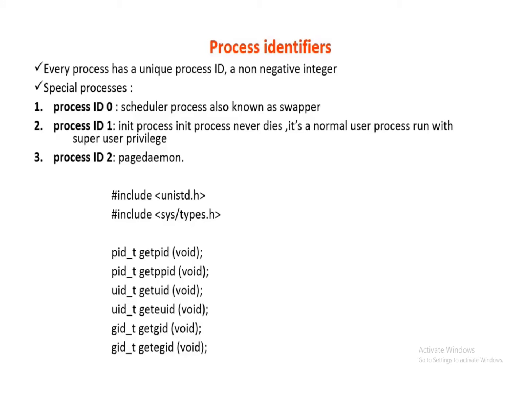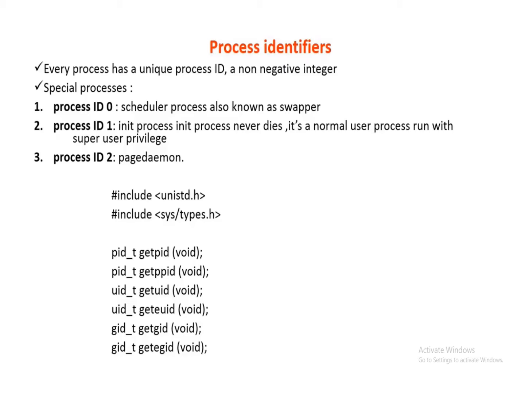First, we will see the process identifiers. Before that, we will see what we mean by process. A program under execution is called a process. Each and every process is identified by a unique ID number. That unique ID number is called the unique process ID, which is a non-negative integer.